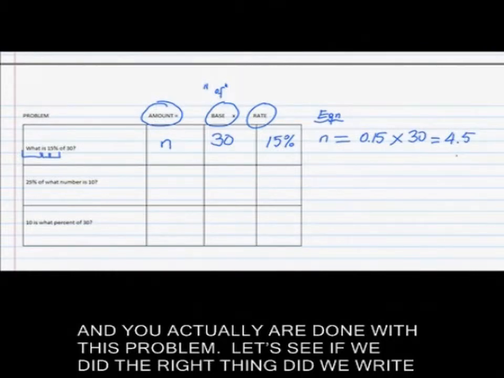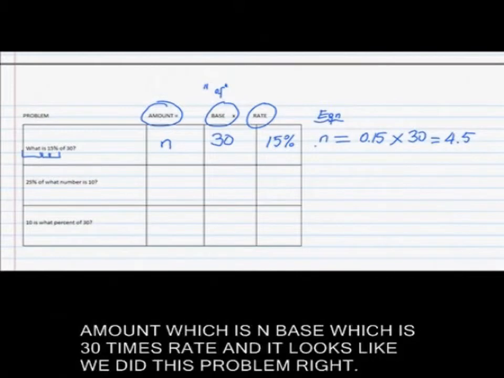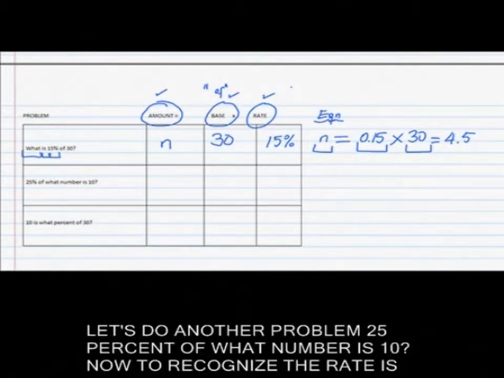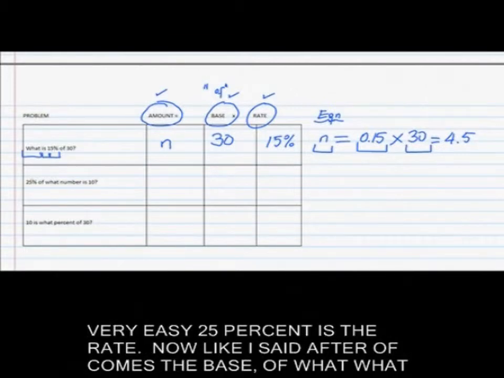Let's see if we did the right thing. Did we write amount, which is n, equals base, which is 30, times rate? And it looks like we did this problem right. Let's do another problem. 25% of what number is 10? Now, to recognize the rate is very easy. 25% is the rate.